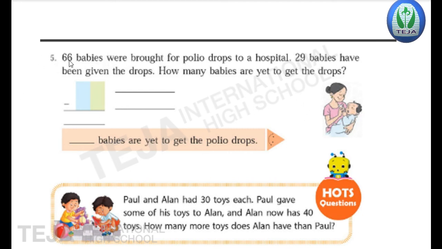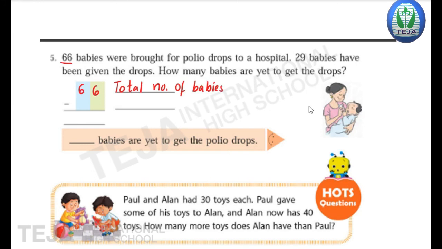Now we know the total number of babies who came to the hospital for polio drops. Out of that, the number of babies who have been given polio drops is also given. Now we have to find how many babies are still left to get the drops. So to find it, what we have to do? From the total number of babies, if you subtract the babies who have been given the drops, we will get the remaining number of babies to get the drops. Okay, so here we'll write total number of babies. How many babies are there here? 66. So write down 66.